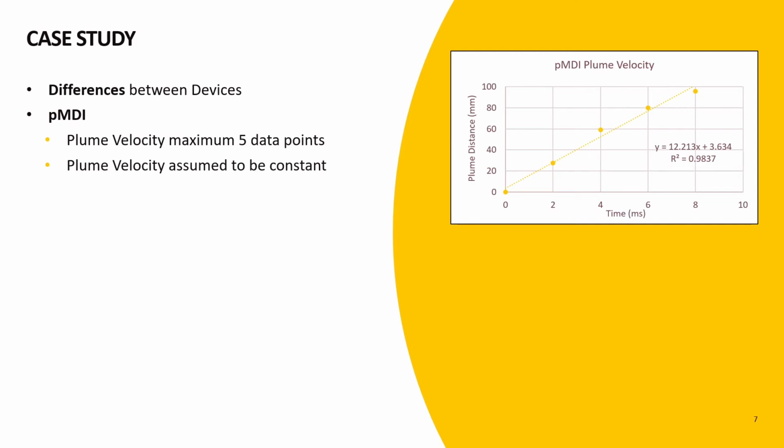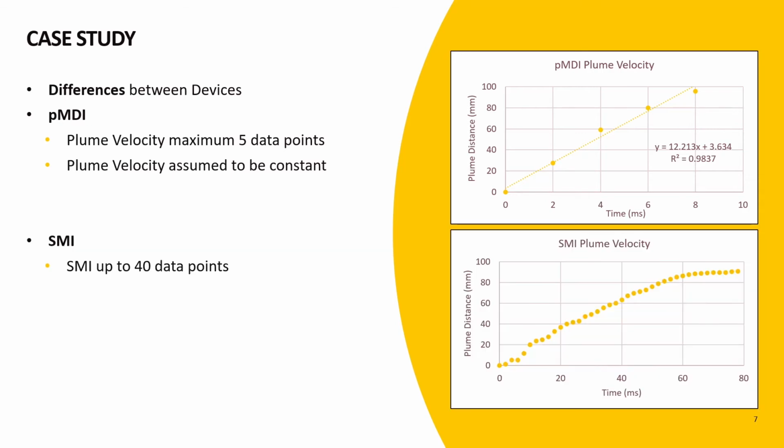From the work performed at IM, various differences between the techniques were observed. For PMDIs, a maximum of 5 points could be measured, and the plume velocity was assumed to be constant across these 5 points. Whereas for the SMI, up to 40 data points equating to 80 milliseconds could be measured, and linear and non-linear regions were required to be selected.